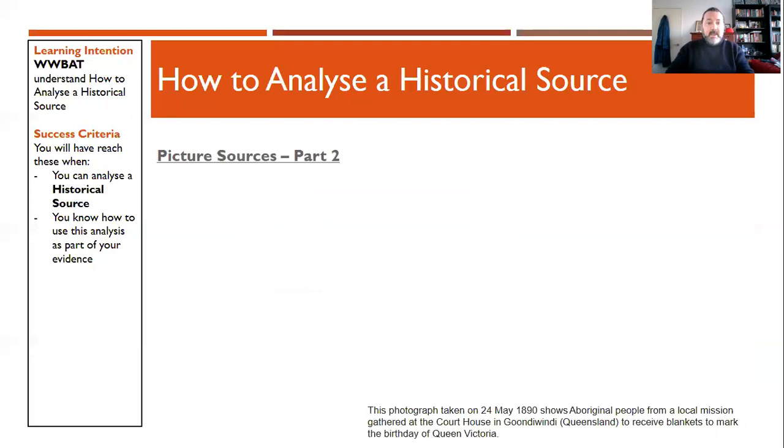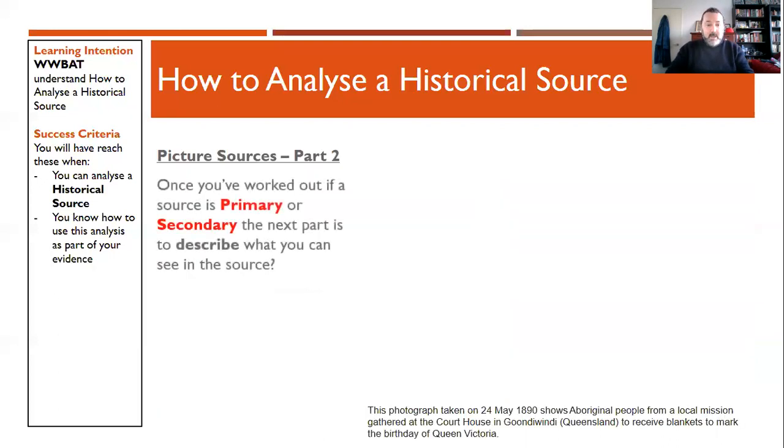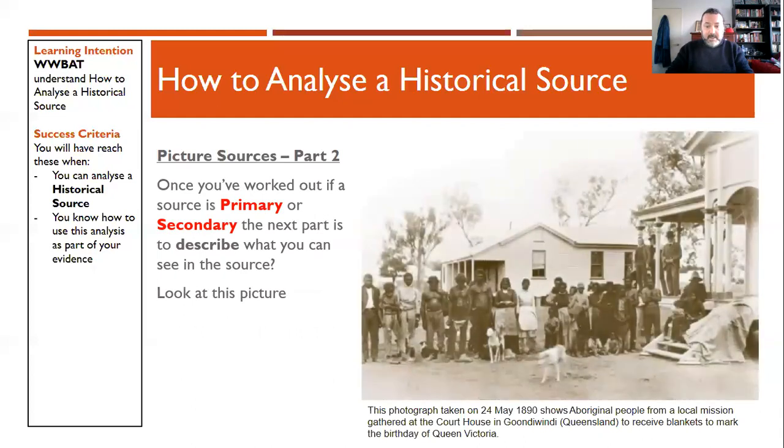Now then, part 2. Once you've worked out if a source is primary or secondary, the next part is to describe what you can see in the source. So if you look at this picture, and as you can see at the bottom, it says this photograph was taken on 24th of May 1890, and it shows Aboriginal people from a local mission gathered at the courthouse in Goondiwindi in Queensland to receive blankets to mark the birthday of Queen Victoria. So that's what we already know, that this is a primary source, because you've had a look down here at the caption.